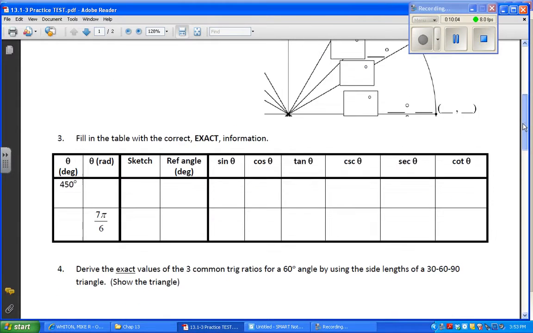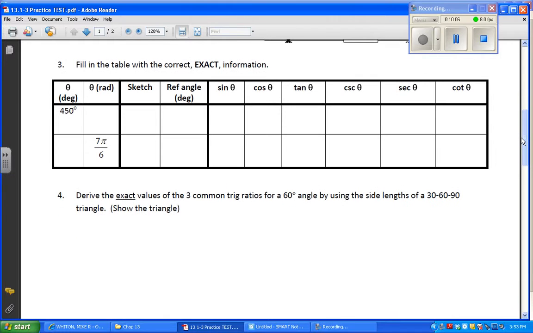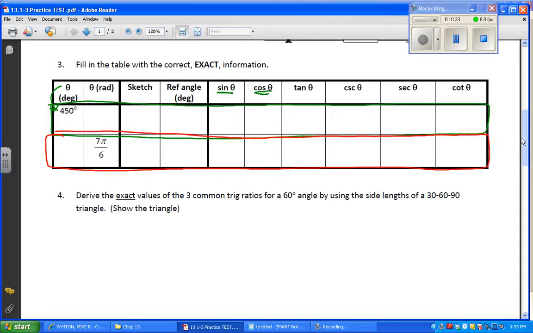Problem number 3 was a big table we want to fill in. I'm going to do this on another page here. Basically, for a 450 degree angle, find every single one of these. The first thing in the table gives you theta, then they want sine theta, cosine theta, all that. Row 2 is just a different angle, and you're going to do all those things for the 7 pi over 6 angle. So that's what the table is designed to do. Let's do the 450 first.